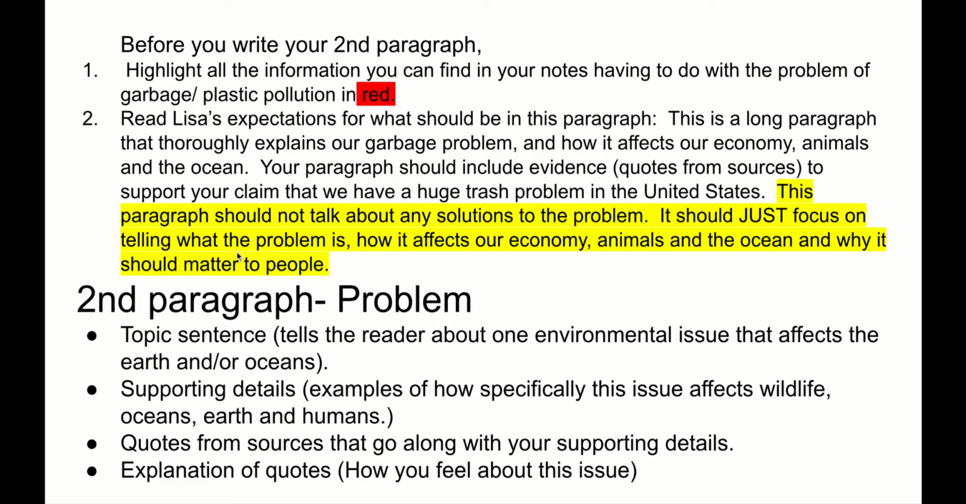Okay, so just going over specifically what this second paragraph is going to have in it. It's going to have a topic sentence that tells the reader about one environmental issue that affects the earth and or oceans. It's going to have supporting details, examples of how specifically this issue affects wildlife, oceans, earth, and humans. And it's going to have quotes from the sources that go along with your supporting details. And it'll have some explanation of the quotes, how you feel. You're going to explain how those quotes make you feel.